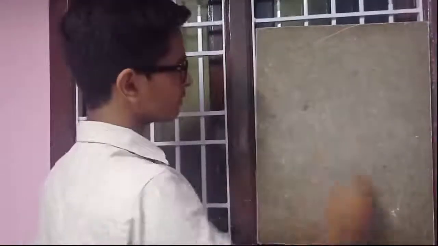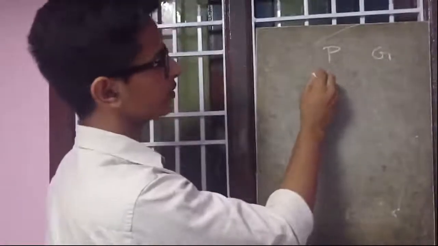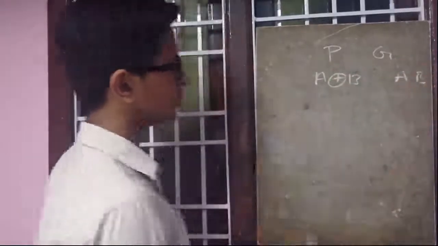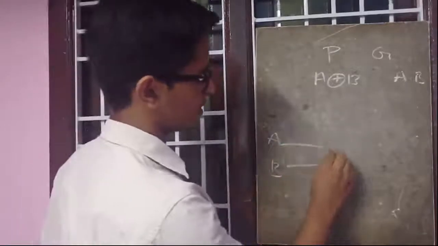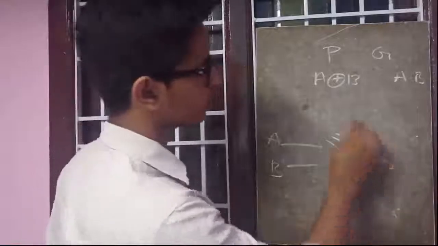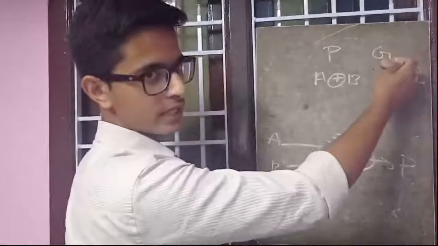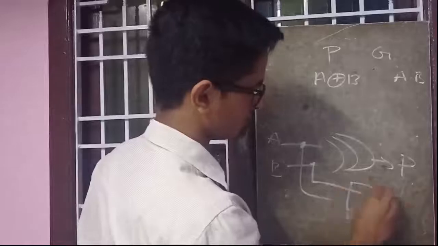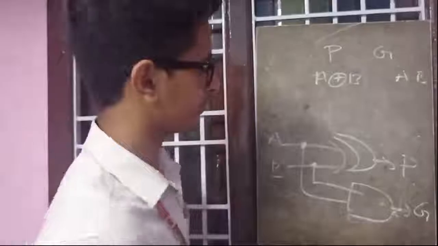So let us design the carry look-ahead adder using gates. First of all, how to get propagator and generator. The expression for propagator is A XOR B and generator is A dot B. So if the inputs are A and B, an XOR gate between A and B gives the propagator P, and the AND gate between A and B gives the output generator G. This is how we can get the propagator and generator.